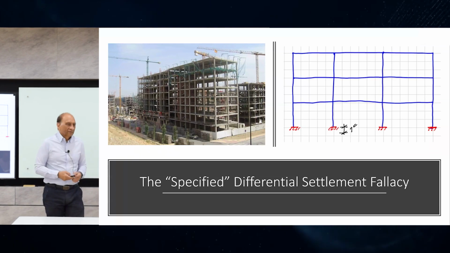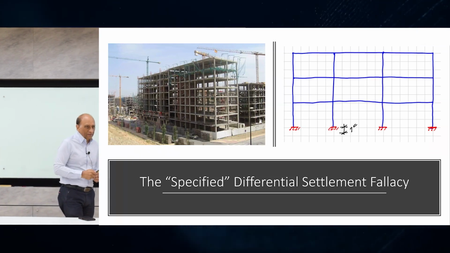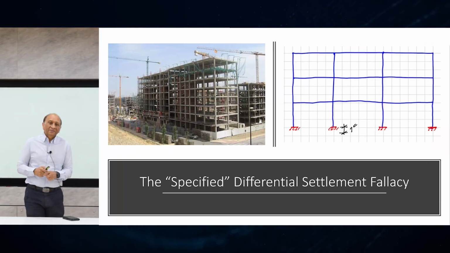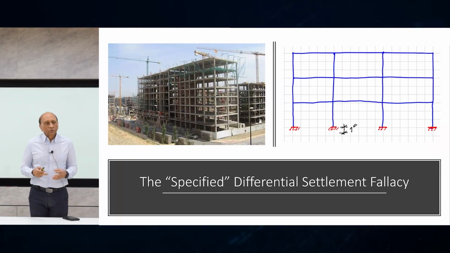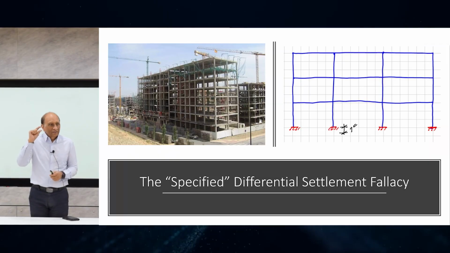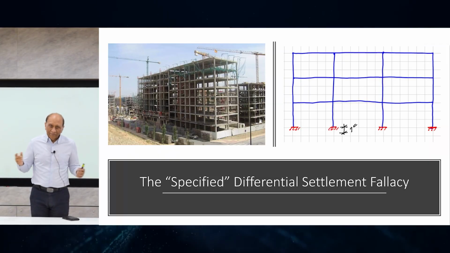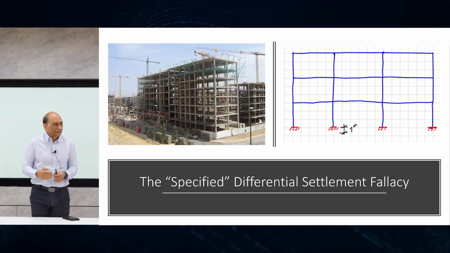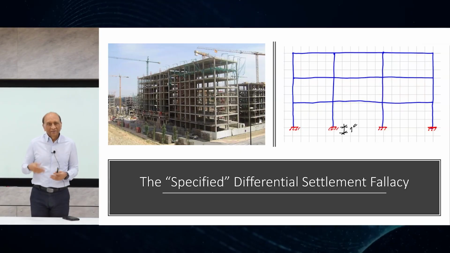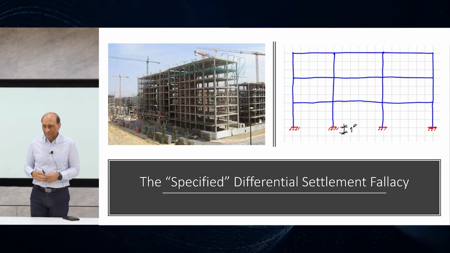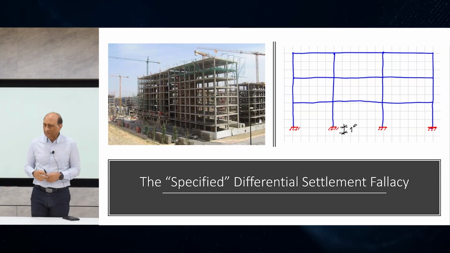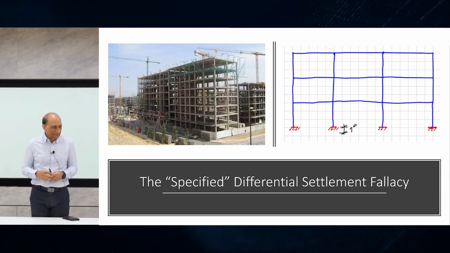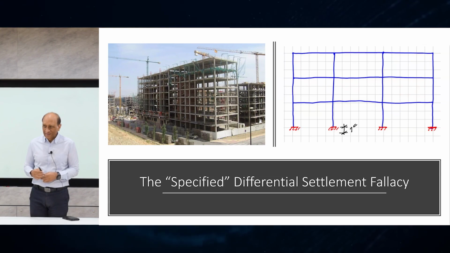Next, another problem, from a very long time ago. Engineers at that time used to have this idea, and some people still have this idea, that we should design our building for 1 inch differential settlement. I kept hearing from every engineer, every senior, that you must design your building for 1 inch. I don't know where it came from. And I said, okay, but how do you do that? What does it mean to have 1 inch differential settlement in the analysis?